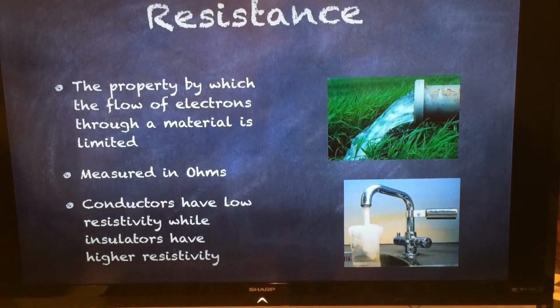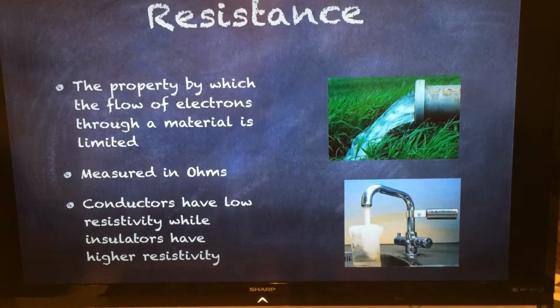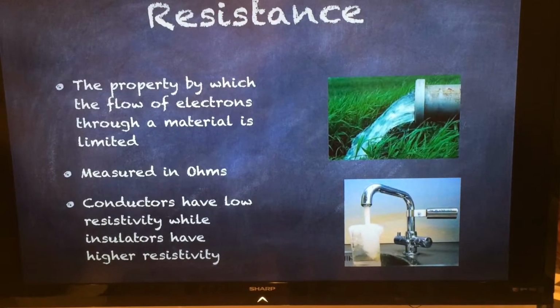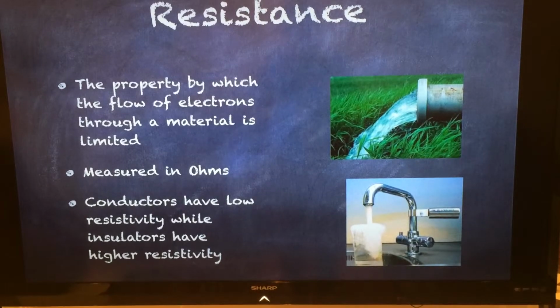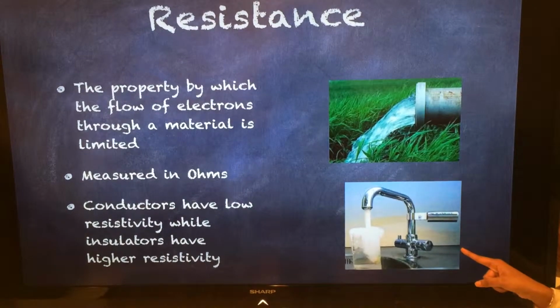Conductors have a low resistivity, meaning that more electrons can flow at one time, while insulators have a higher resistivity, so less electrons can flow at one time. This pipe, therefore, has a lower resistivity, while this one would have a higher resistivity.